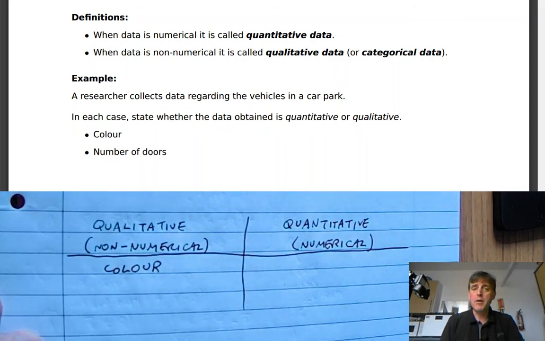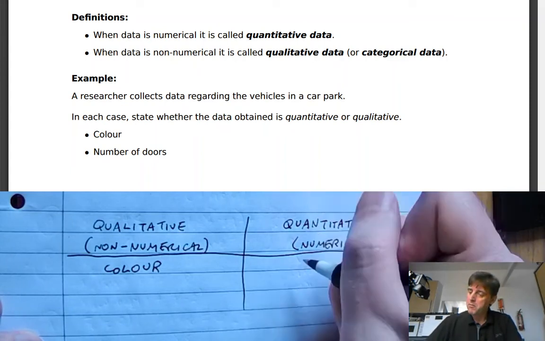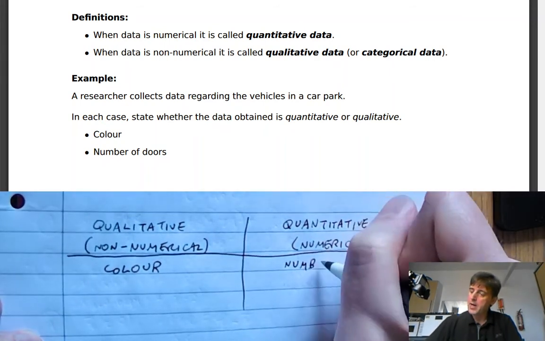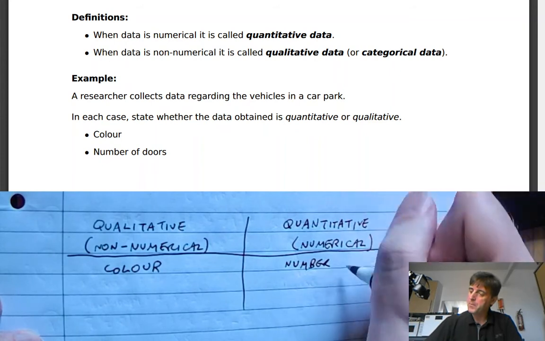Number of doors, however, well, you count the number of doors. The number of doors on a vehicle might be 3, 5, 4. So that's definitely numerical data, and so that's quantitative data.